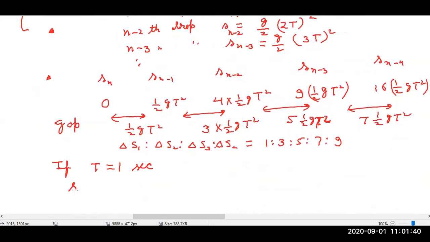then suppose we are taking 6 drops, so the sixth one is 0, then S fifth will be half into 10 into 1 square, so that is 5, so it will be 5 meter below the tap. S fourth will be half into 10 into 2 square, so how much will that be? That will be 20. So I am explaining it again.